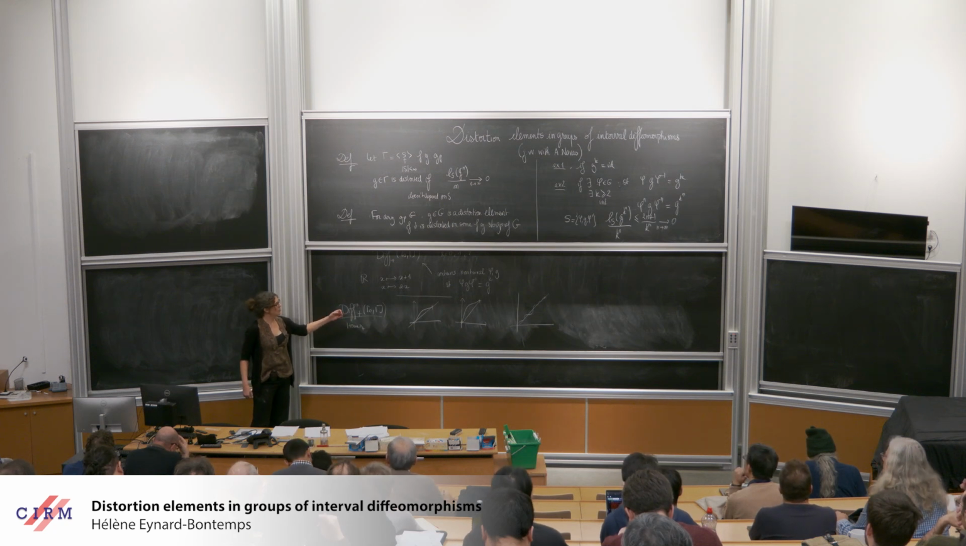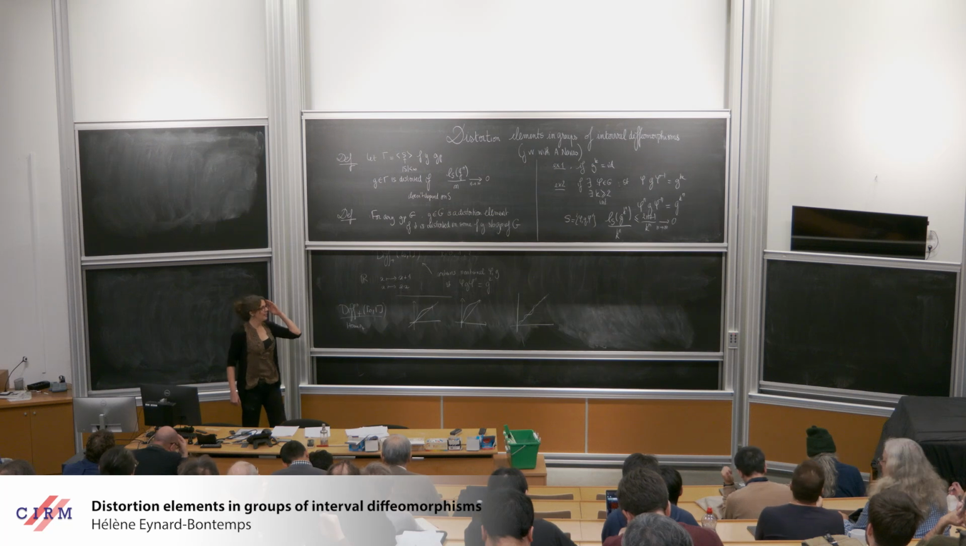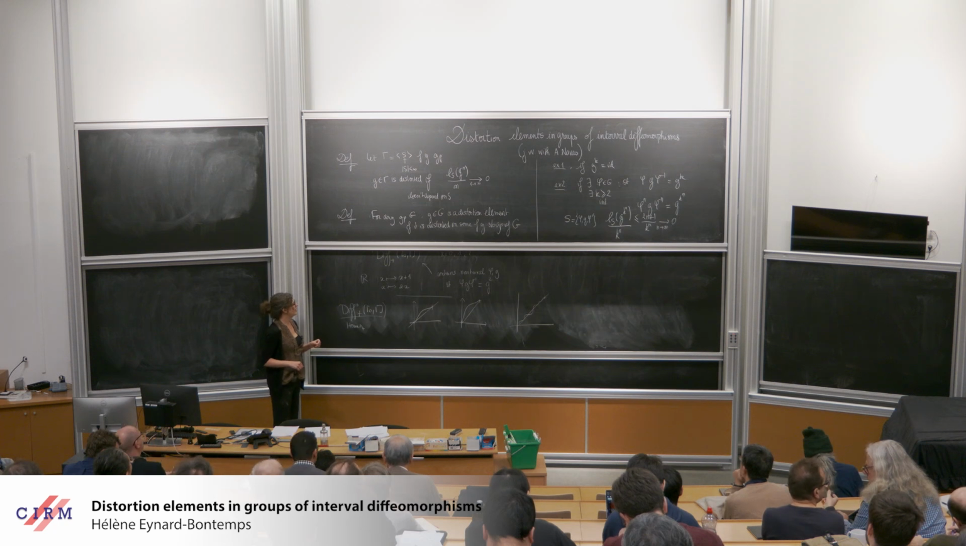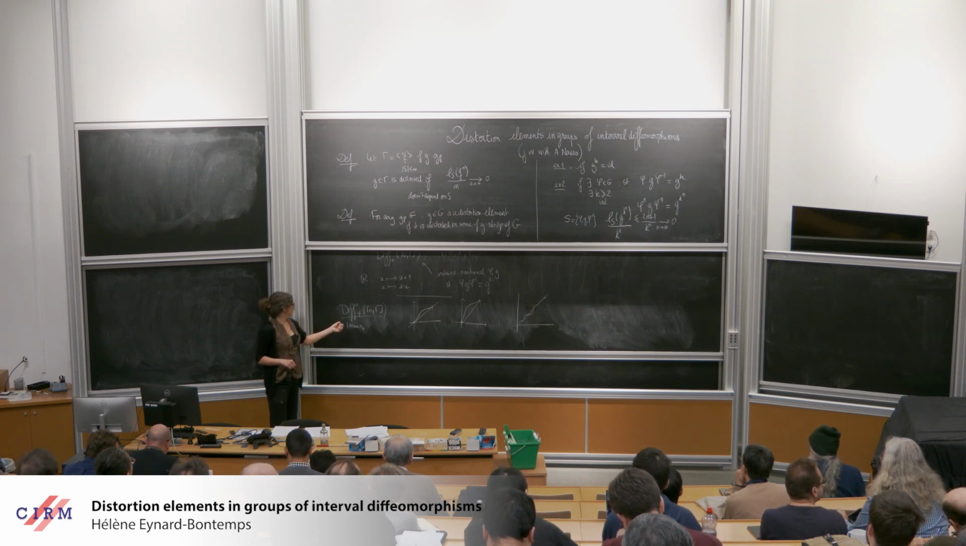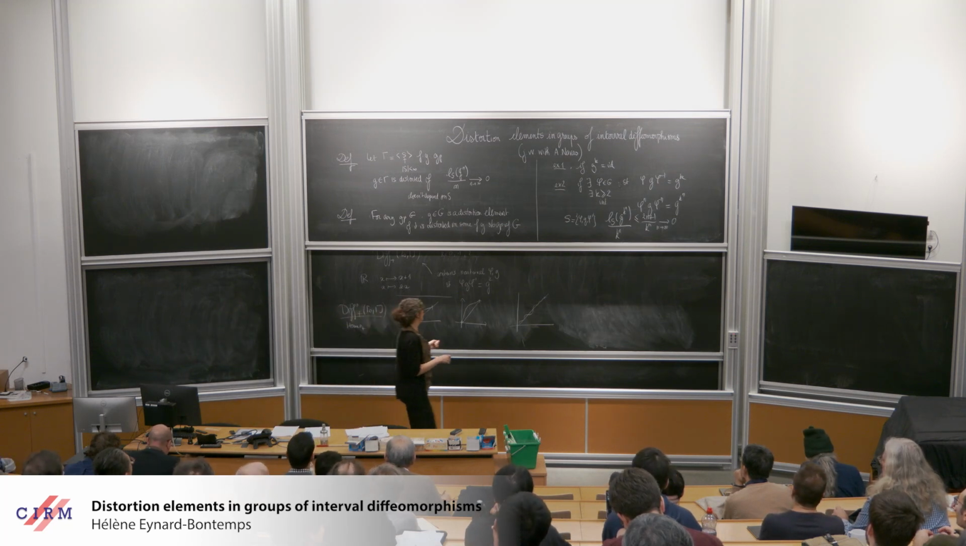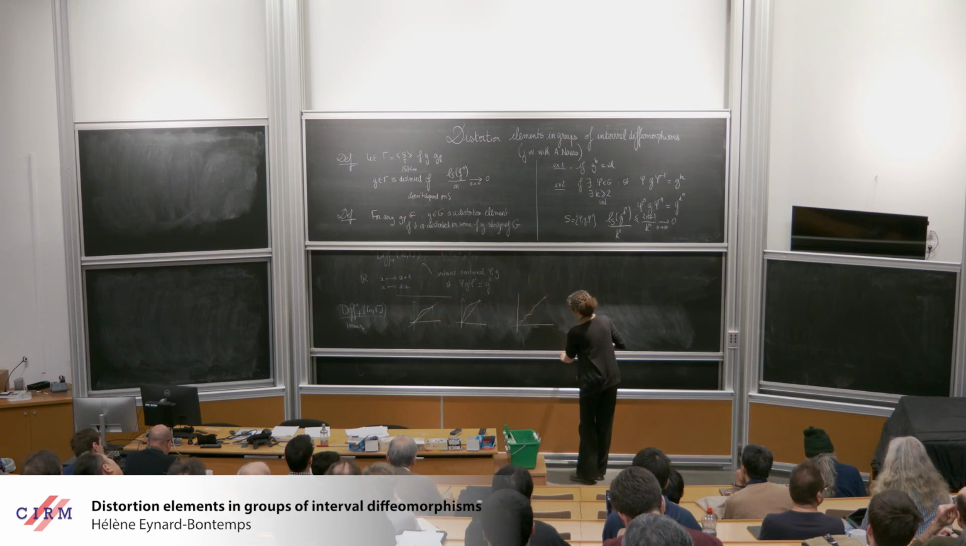Obviously, what I said doesn't work in higher regularity, and we're going to see how much it doesn't work. So just to say, there are other manifolds for which one can say that every homeo is a distortion element. This is not true in general for any manifold. This is a very specific situation.